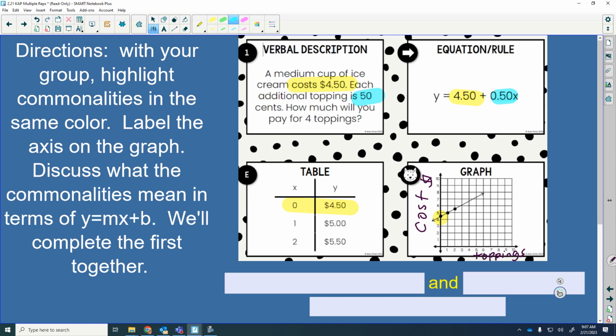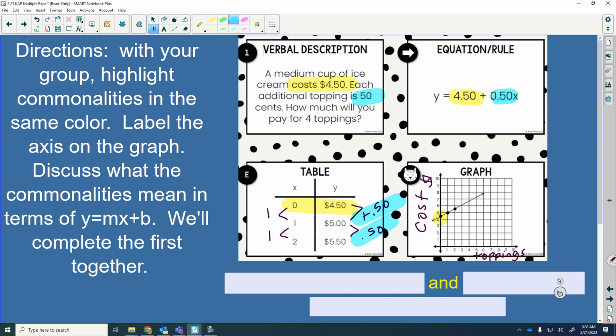Where do you see it on the table? $5 and $5 because it's $4.50 plus 50 cents. So you mean I have to show it? Yeah. It was plus 50 cents here, plus 50 cents here for what? Each. It's 50 cents per what? Topping. Okay, so there's my 50 cents.